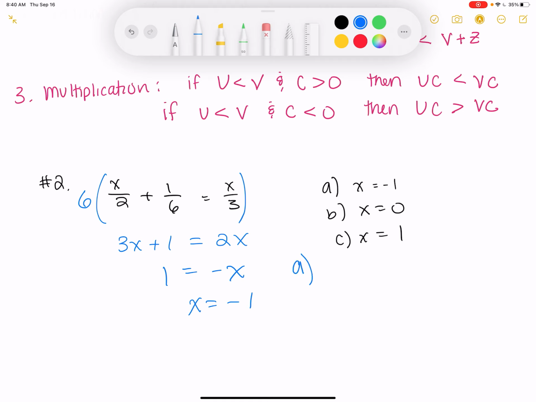So it's A. Some of them may have 2 answers. If it's a squared function or something, it could have 2 possible answers listed. So if we had x squared is equal to 1, then we would have had the square root of 1, and then we would have had plus or minus 1.